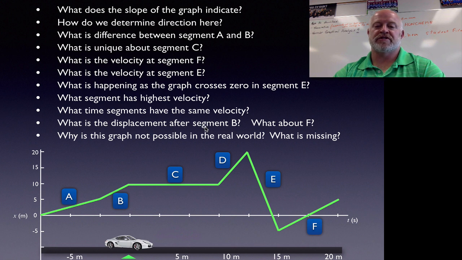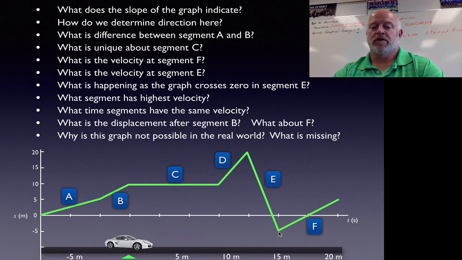What's the displacement after segment B? Okay, so let's take a look. We went up 5, went up 10, so our displacement is 10. We went 10 meters, right? It doesn't matter that there's a kink in our line. After segment B, from here to here, we went 10 meters.